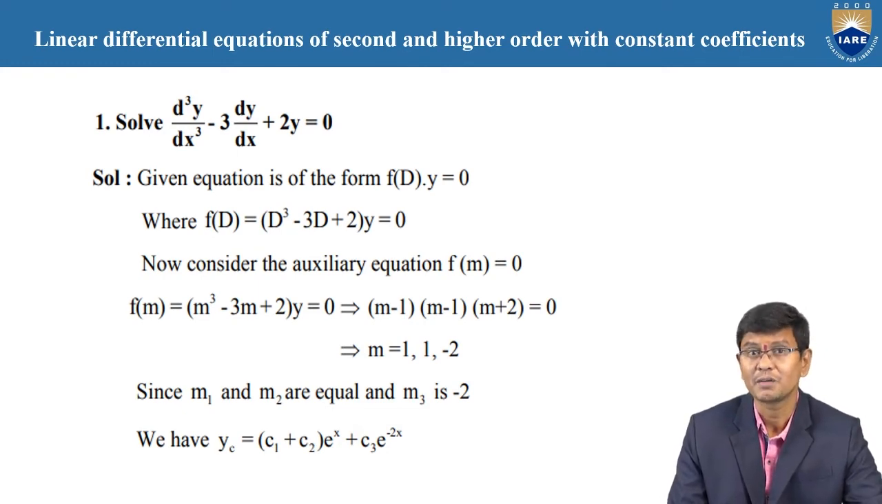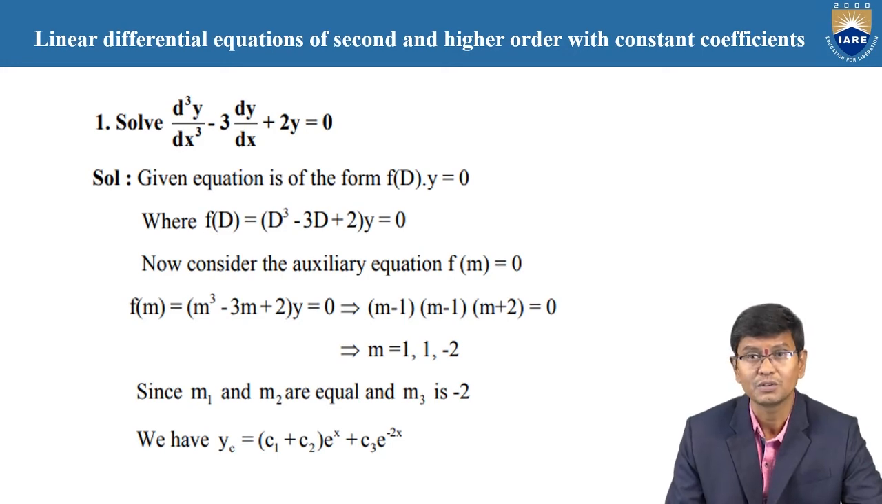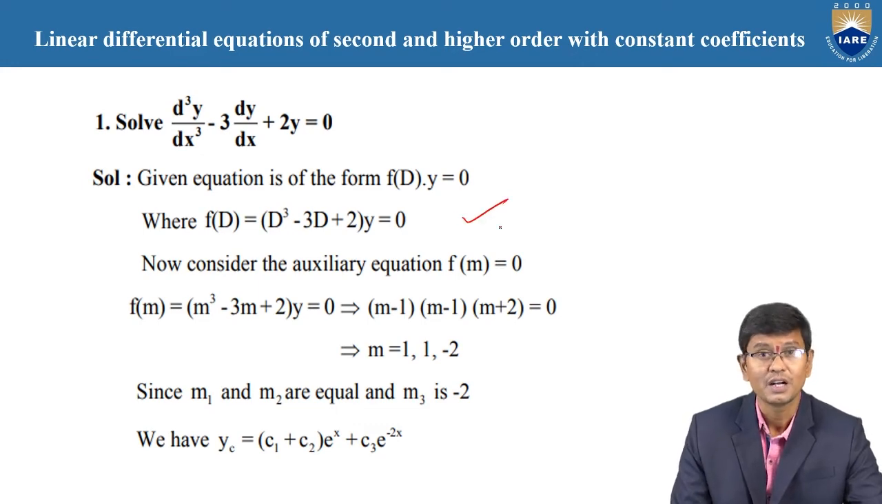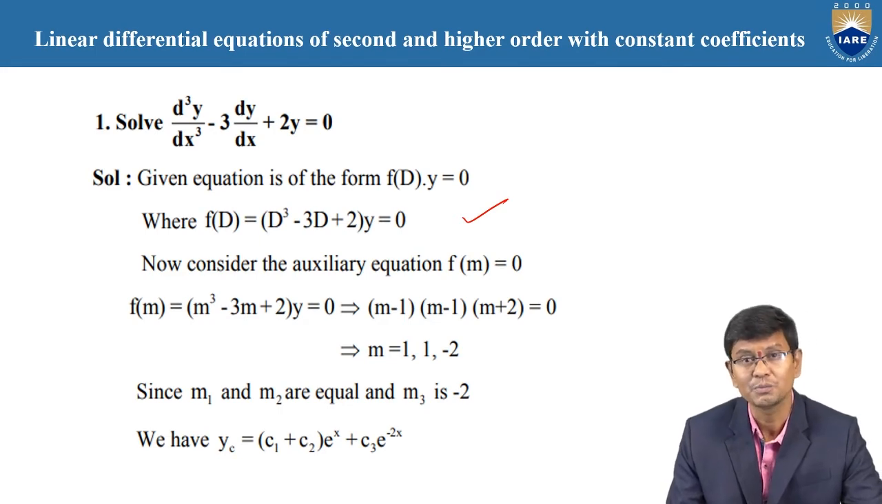That is denoted f(D) y = 0. Therefore the equation is reduced to (D^3 - 3D + 2) y = 0, because D is d/dx, D^2 is d^2/dx^2, and D^3 is d^3/dx^3 only.